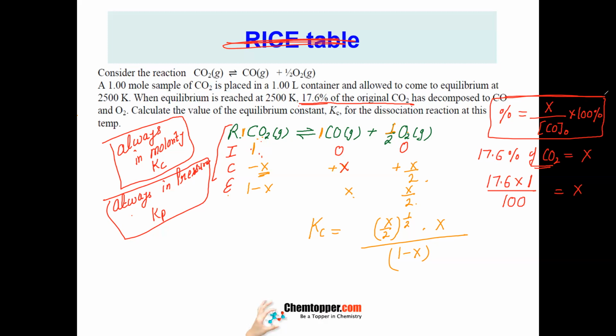Oh no, dear. 1 mole of CO2 is giving you 1 mole of CO. 1 is giving you 1. If you take 2, you will get 2. So X is any one of them.